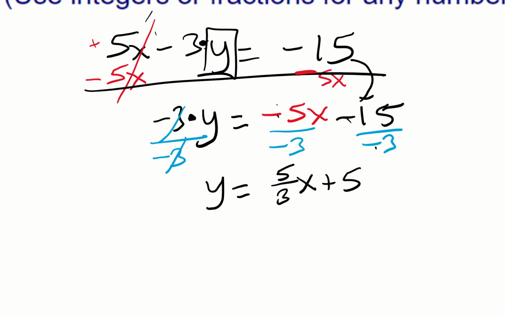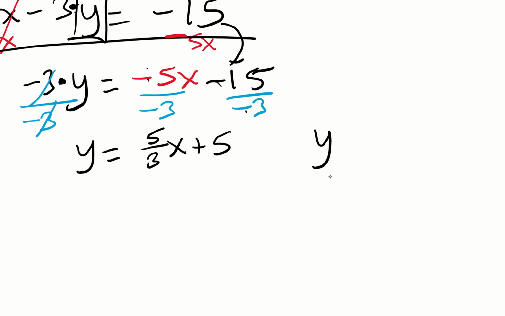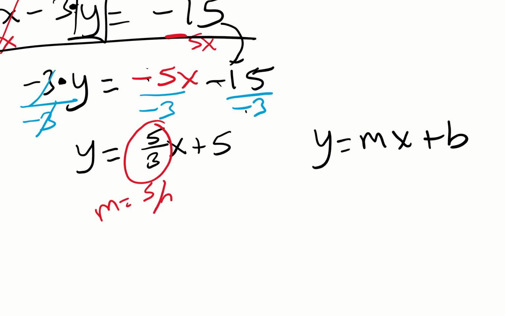So now we can pick off the slope from here, right? Y equals mx plus b. Remember, y equals mx plus b. So we can clearly identify that the slope has to be 5 over 3. It's right before the x. And so that's my slope. My slope is 5 over 3.